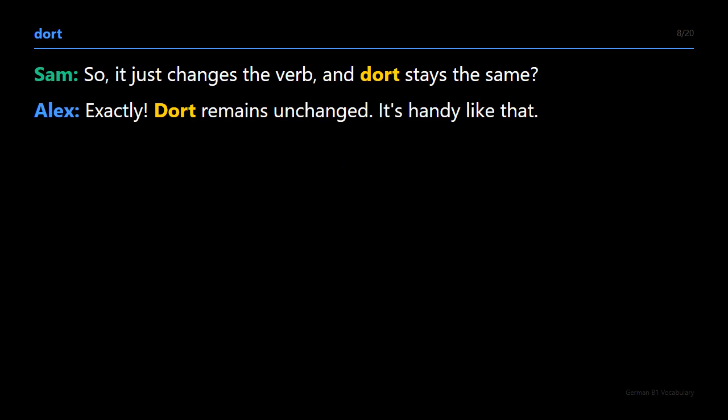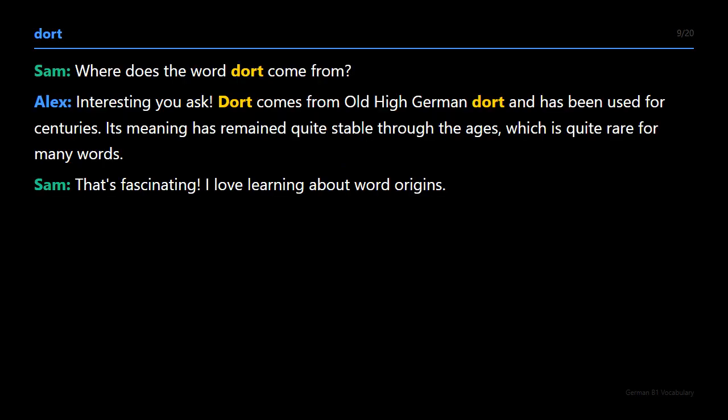Where does the word dort come from? Interesting you ask. Dort comes from Old High German dort and has been used for centuries. Its meaning has remained quite stable through the ages, which is quite rare for many words. That's fascinating. I love learning about word origins.